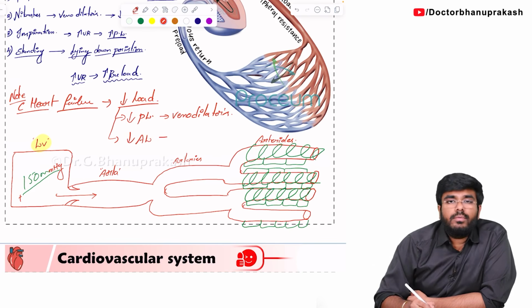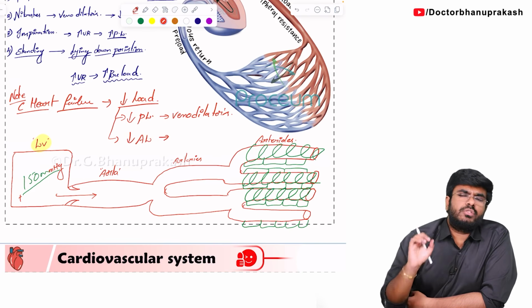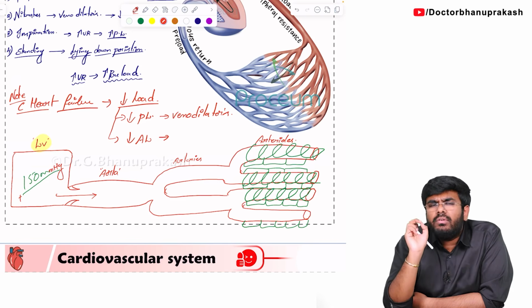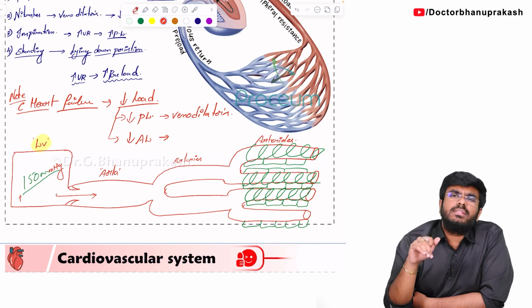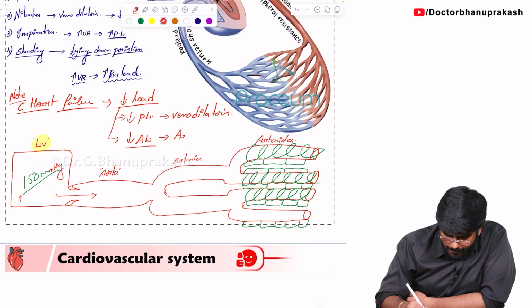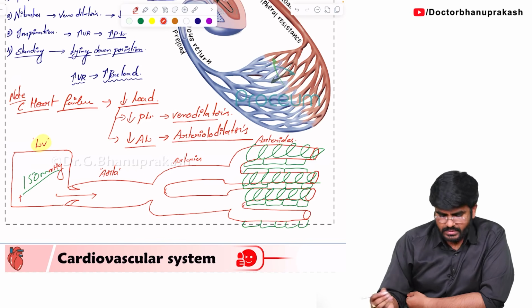How to decrease the afterload? By giving arteriolodilators. You give a drug called an arteriolodilator, hydralazine, which is an arteriolodilator. You give hydralazine, and immediately the arterioles will be dilated. So what happens to the vascular resistance? It decreases. So afterload automatically decreases. So to decrease afterload, you have to use arteriolodilators.